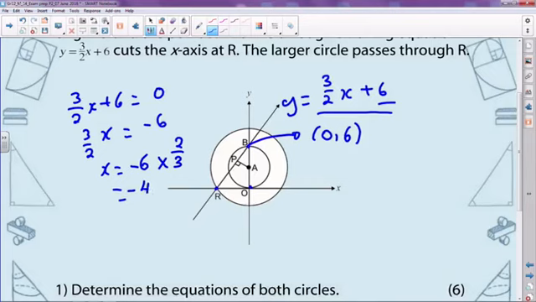So I can already work out, and this is important information you want to fill in before you even really look at what the question requires, I know that point R is (-4, 0), so I've already got so much information.